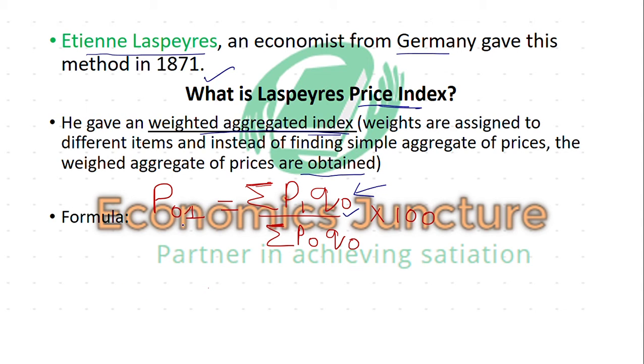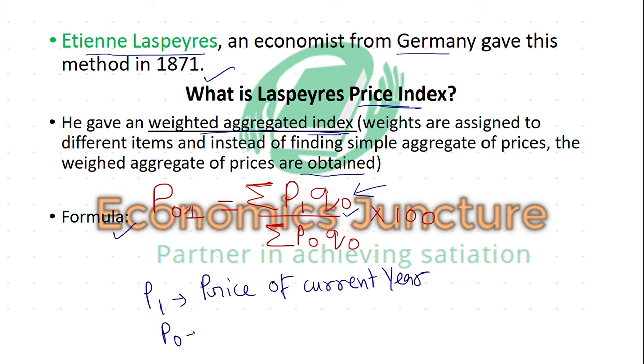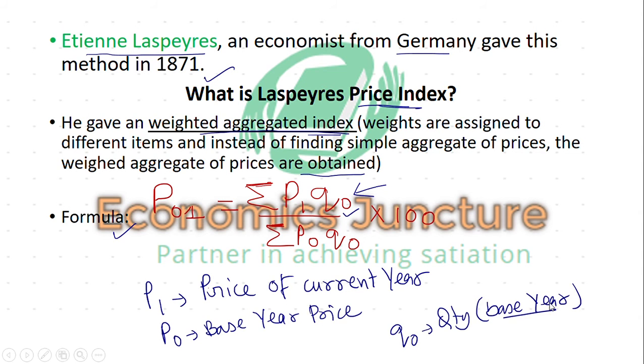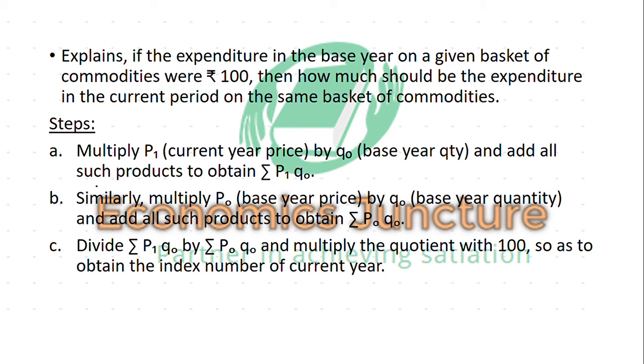So this is the formula which he used, in which P1 is the price of current year, P0 is the base year price, and Q0 is the quantity in base year. Now, what does it explain? It explains that if the expenditure in the base year on a given basket of commodities were rupees 100, then how much expenditure we need to incur to get the same commodity basket.